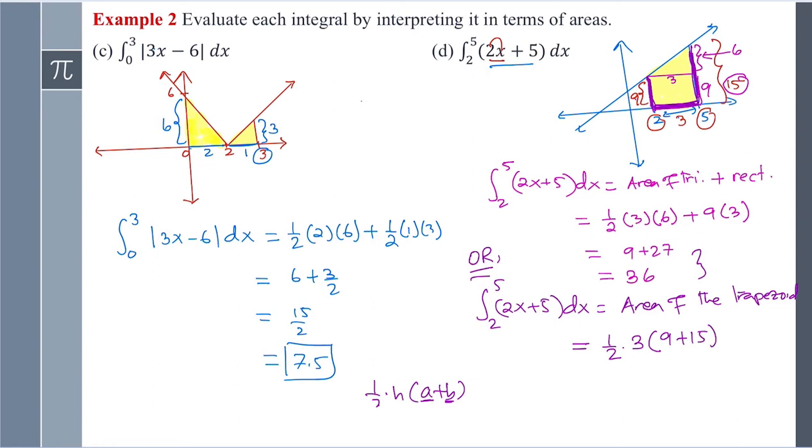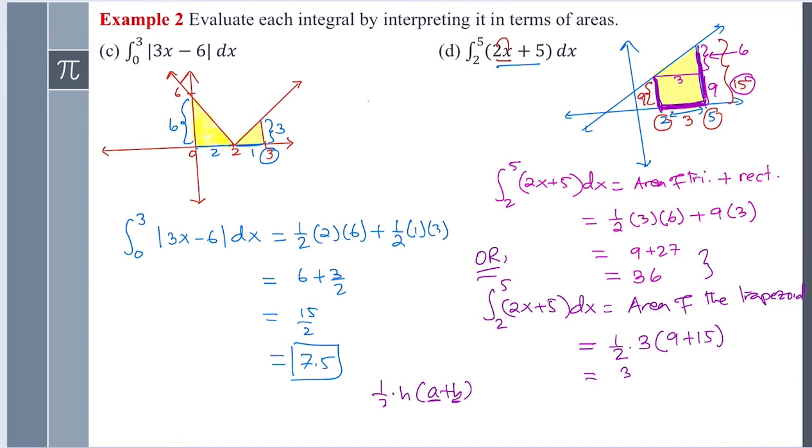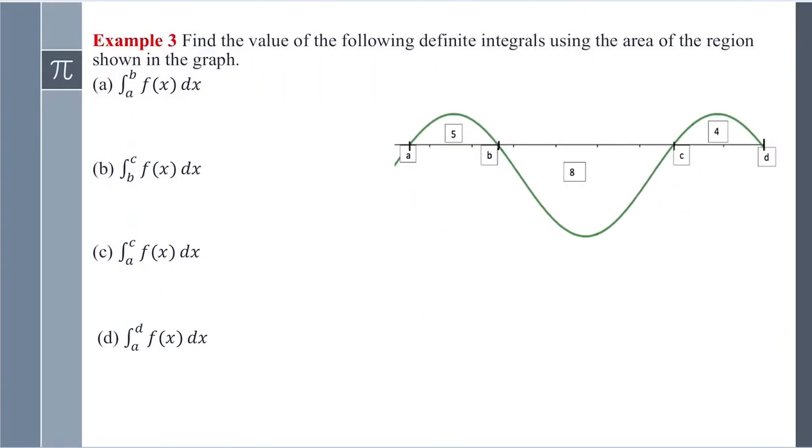Okay, so that gives us 3/2 times 9 plus 15 is 24, and that gives us 36. So this is another way to do it. If you remember the formula for the trapezoid, you can do the second way, or you can just divide into two parts and do the first way, okay? So those are some of the examples using the area to find the definite integral.